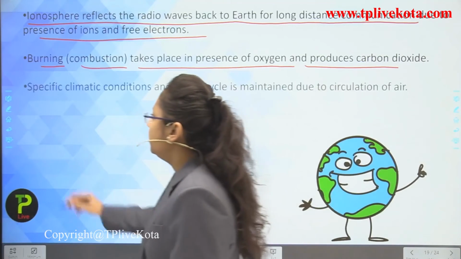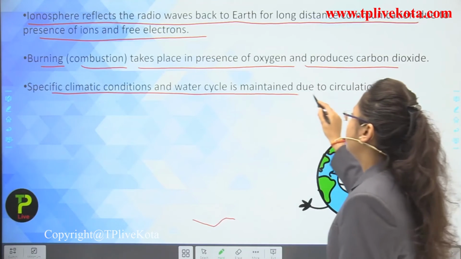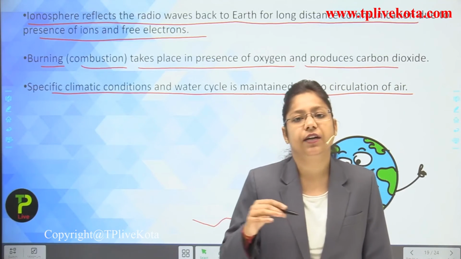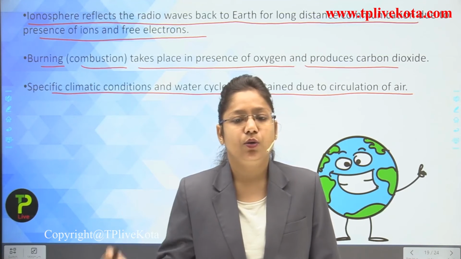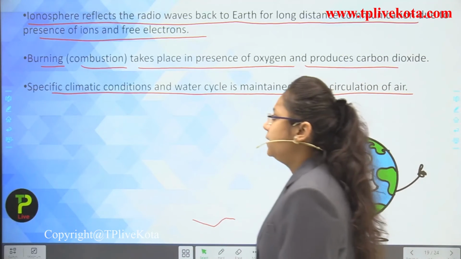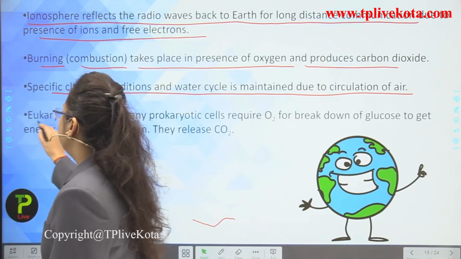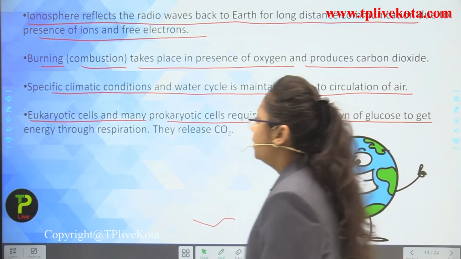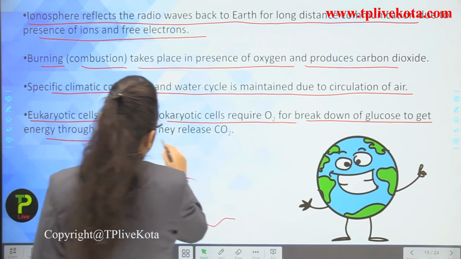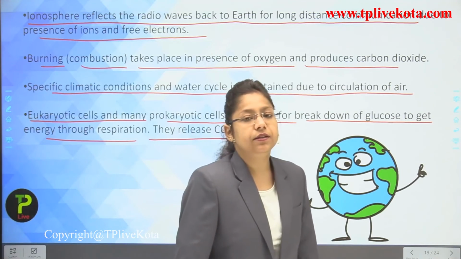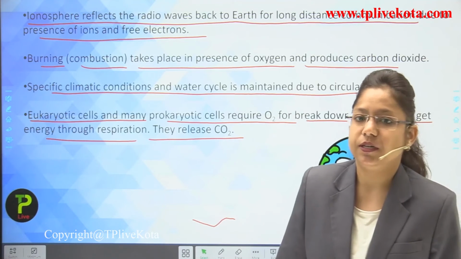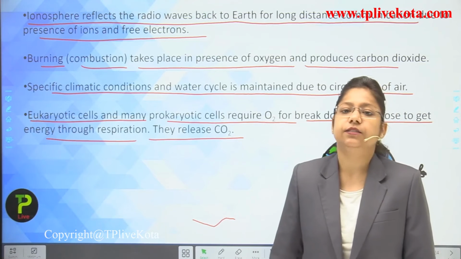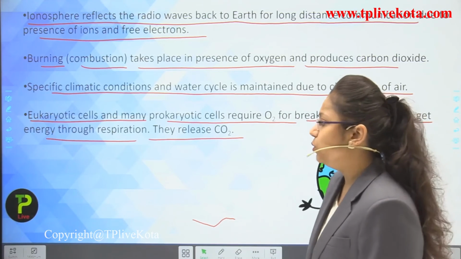Okay, remember this thing. Specific climatic conditions and the water cycle are maintained due to circulation of air. As the air is circulated, different climatic conditions like hot weather and cold weather occur in the whole year. Okay. Eukaryotic cells and many prokaryotic cells require O2 for breakdown of glucose to get energy through respiration, and they release CO2. Whenever cellular respiration takes place, adenosine triphosphate (ATP) is generated and carbon dioxide, that is CO2, is released.